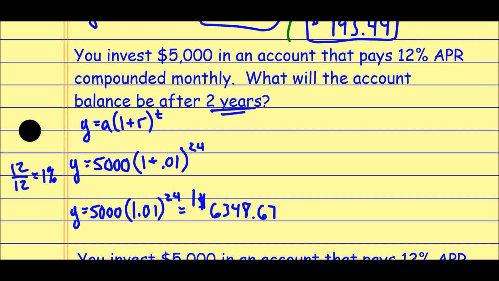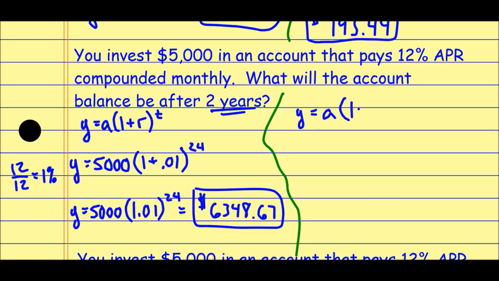Okay? But now let's check out the other formula. This is where this other formula kind of shines for us. If I start the other formula, it's y equals a times 1 plus r over n raised to the nt. And so now I start plugging in the initial amount is 5,000. The rate is 12%, so 0.12. Notice I'm not even worried about units yet. And the time up here is 2. See, this formula is built for years, so I just plug it in.